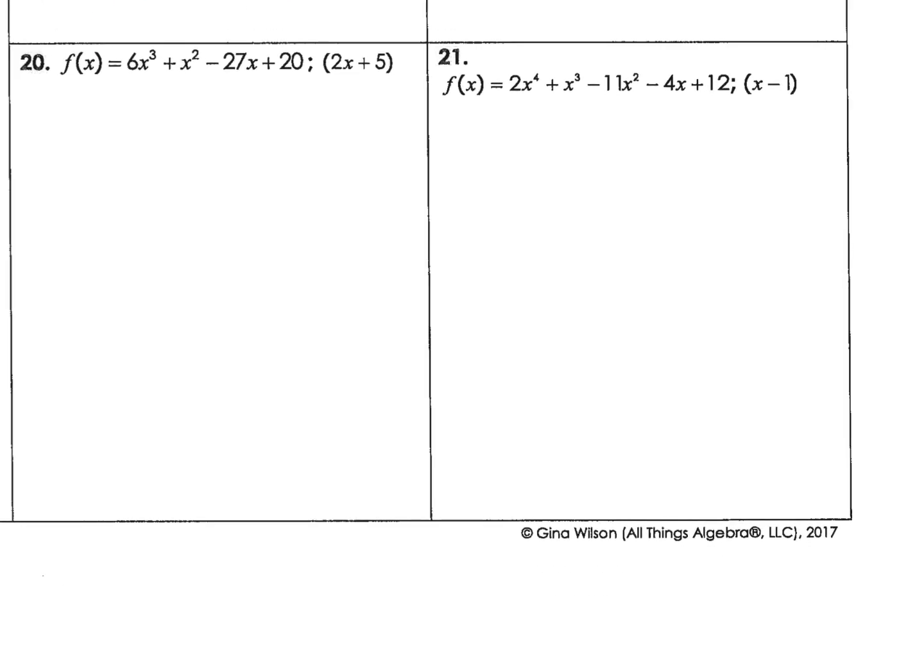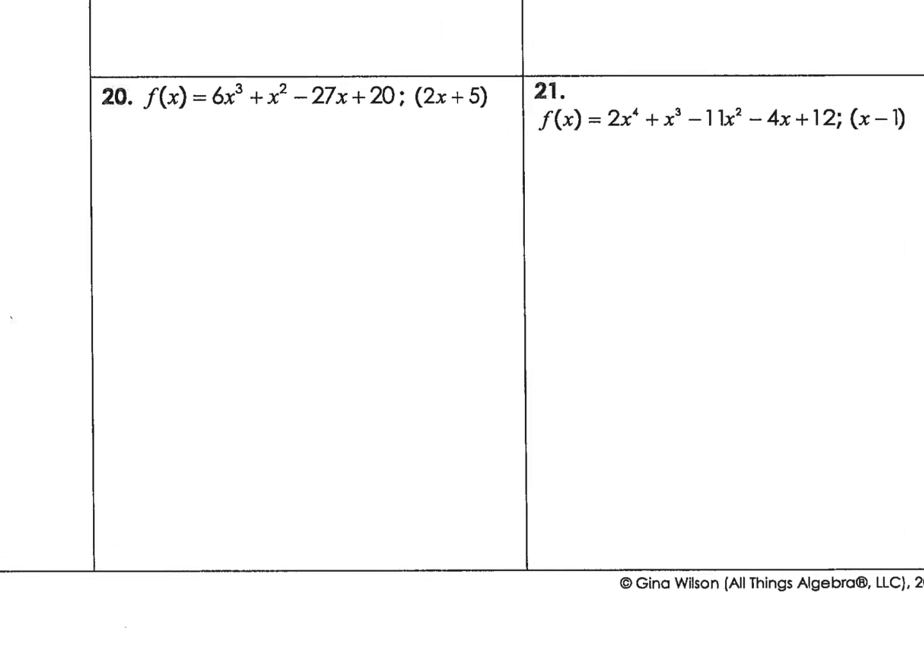What's the difference with this one? Actually, let's do 20 and then 21. Oh, 20. What's wrong with 20? Long division. Yep. So we better just put 2x plus 5 right here and figure out 6x cubed plus x squared minus 27x plus 20. Let's remind ourselves how we do polynomial long division. First term, right? So 6x cubed divided by 2x is what?